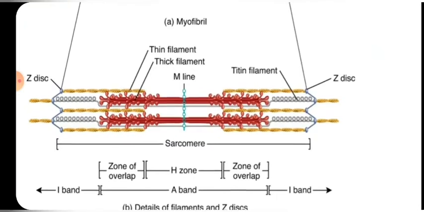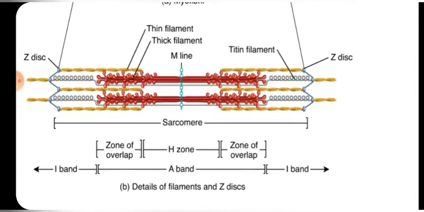The myofibril, as shown in this figure, starts with a zigzag Z disc from one end to a zigzag Z disc at the other end. The thin filaments are depicted as grey colored, and the blue line shows the M line. The thick filaments and the thin filaments alternate with each other.